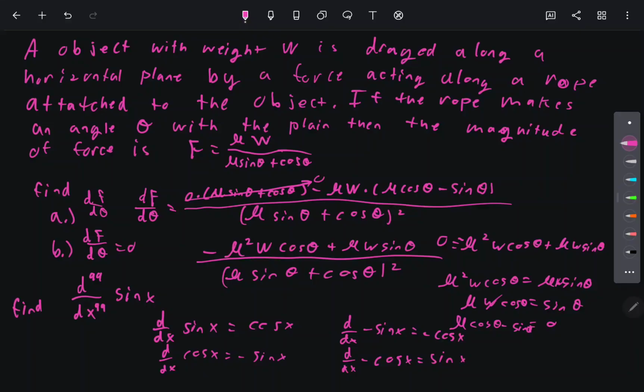We know this pattern is going to repeat indefinitely. So if we are at 100, we're going to be 25 rounds of this derivative, so we just need to go to one before, and we would see that this would be negative cosine of x.